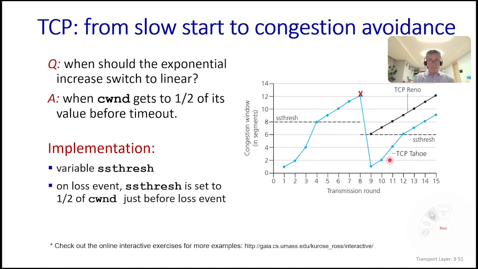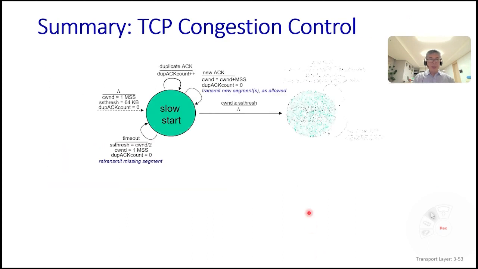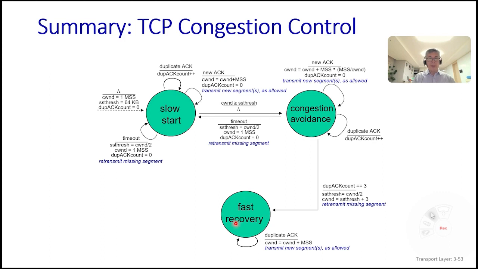So check out the online interactive exercise for more examples. This is the link you can click. And the summary: we have a transition diagram with slow start, congestion avoidance, and fast recovery.